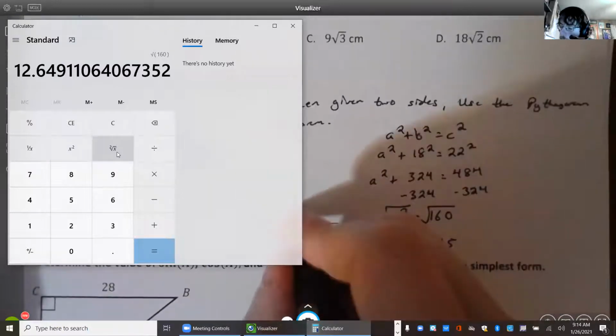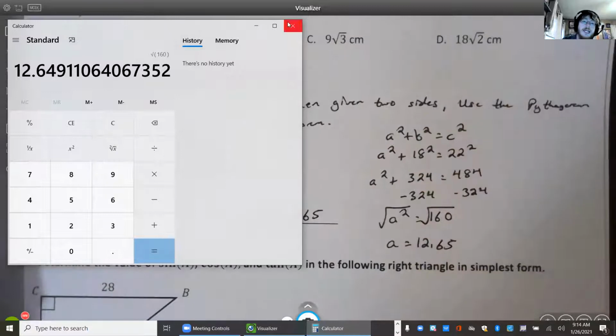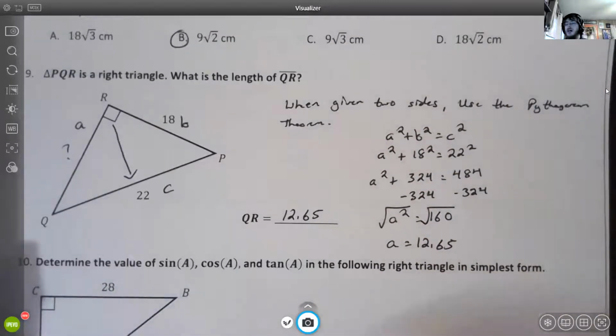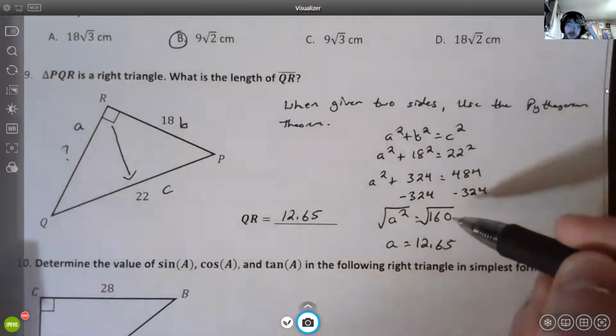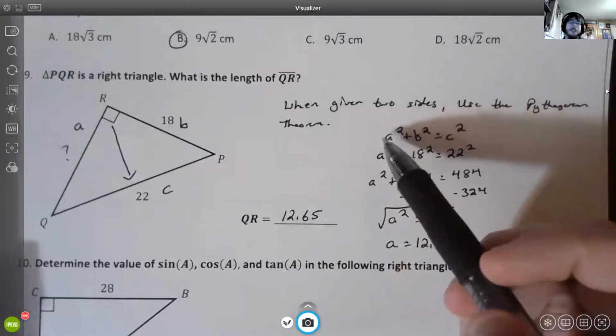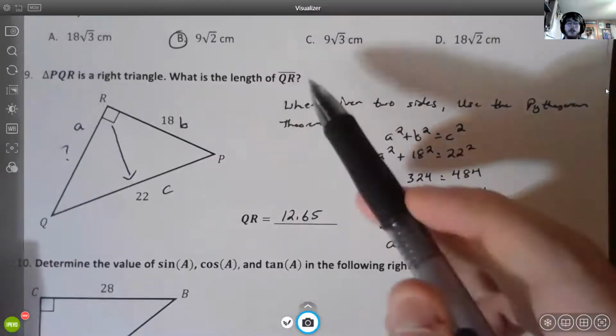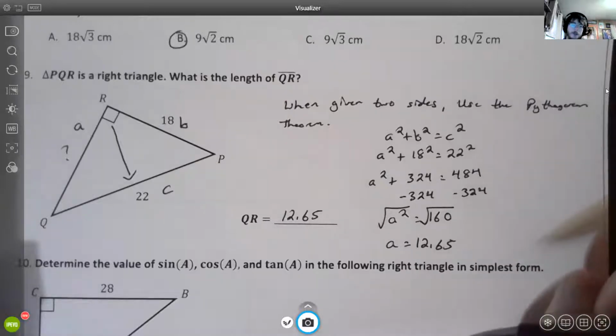So that means QR is approximately 12.65. Now you may get a situation where it's exact, in an exact radical form, like it was up here. Just make sure that you plug each option into your calculator correctly to see which decimal matches up. Okay.